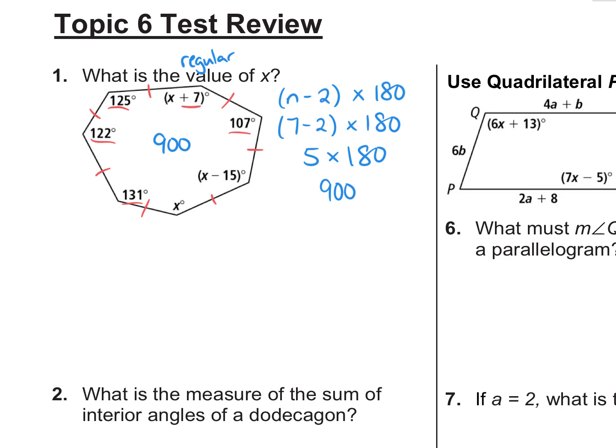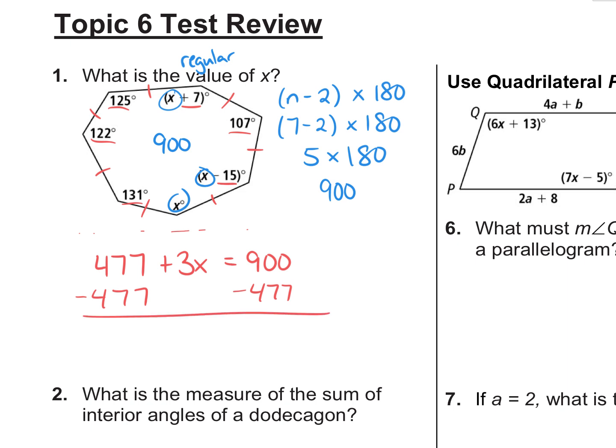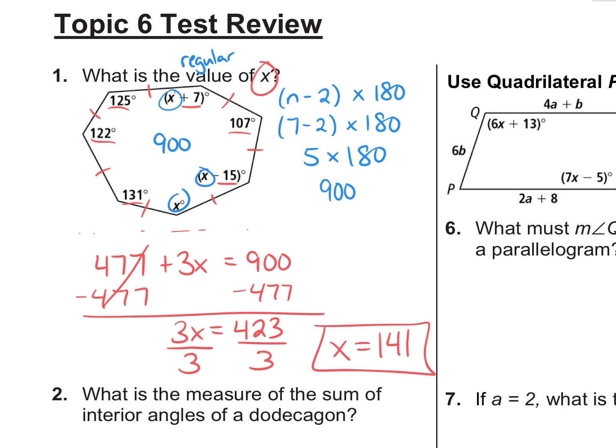So if I combine all of those whole numbers, I get 477. And then how many x's are there? 3. So I have 477 plus 3x equals 900. If you didn't like that, you could write all of them out and then combine like terms that way. So how do I solve this? Subtract 477. So I get 3x equals 423. Last step. Divide by 3. x equals 141. That is all it wants you to do because it just wants to know the value of x.